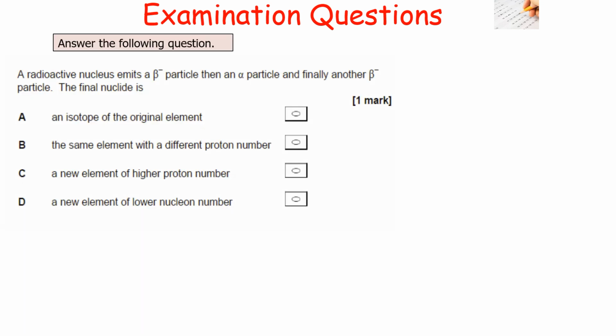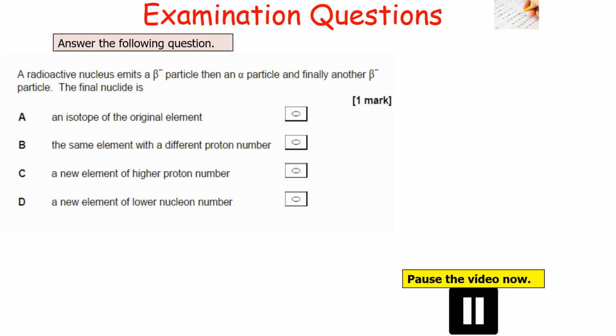The next question says a radioactive nucleus emits a beta minus particle, then an alpha particle, then finally another beta minus particle. The final nuclide is what? So pause the video now, then unpause the video when you want to go through your answer.